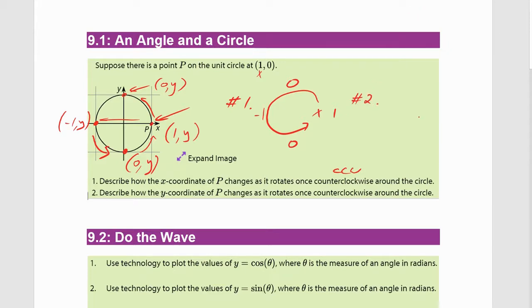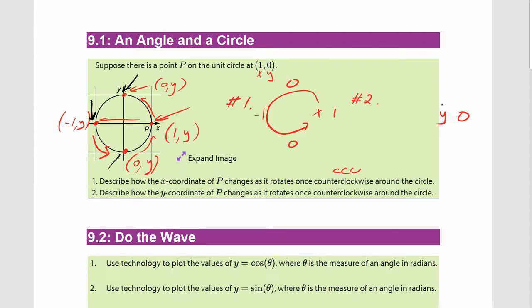Now, what about your y value for number 2? Okay, we're still starting at P. What's your y value? 0, right? So now we're worried about the y value. What happens when it goes up over to this coordinate, right? What happens when it's over here on that coordinate? What about over here at the 270 degrees? What about when it comes back all the way around?